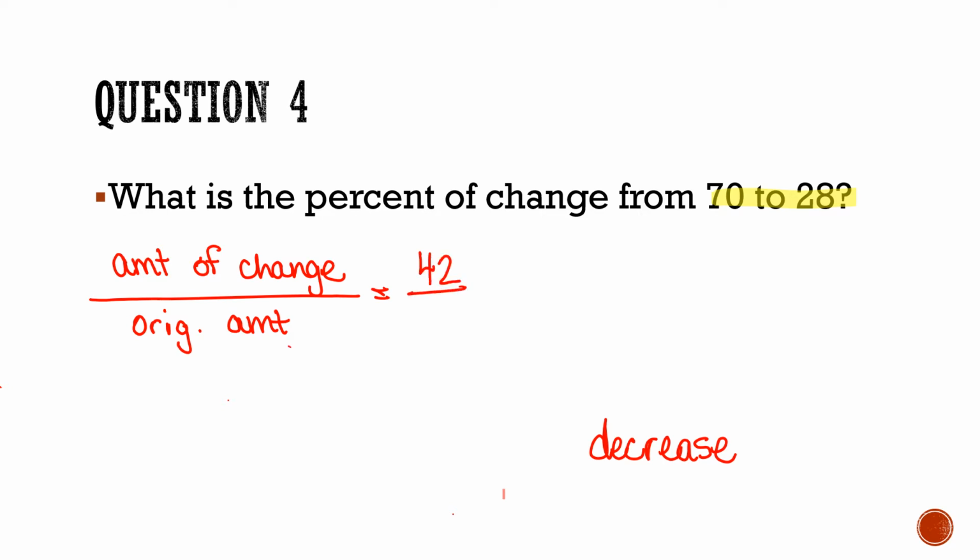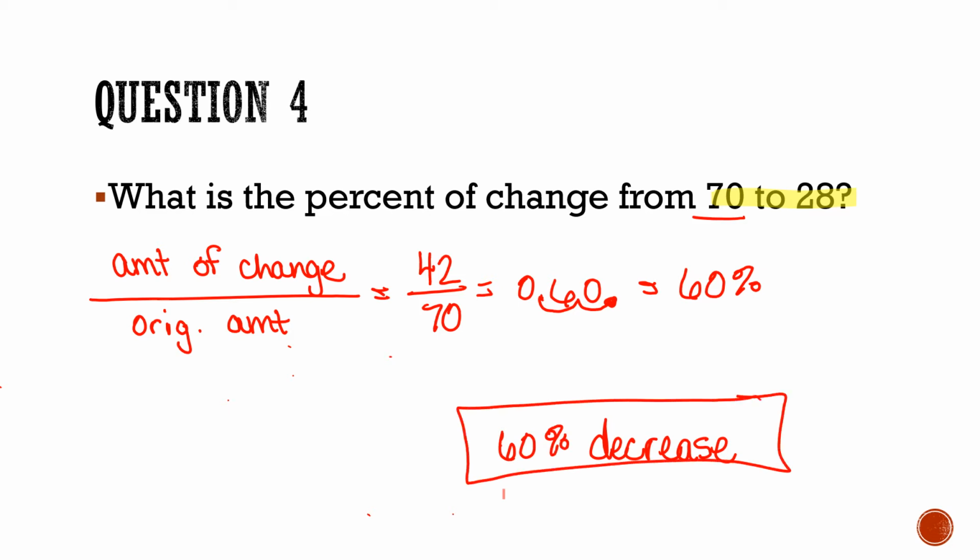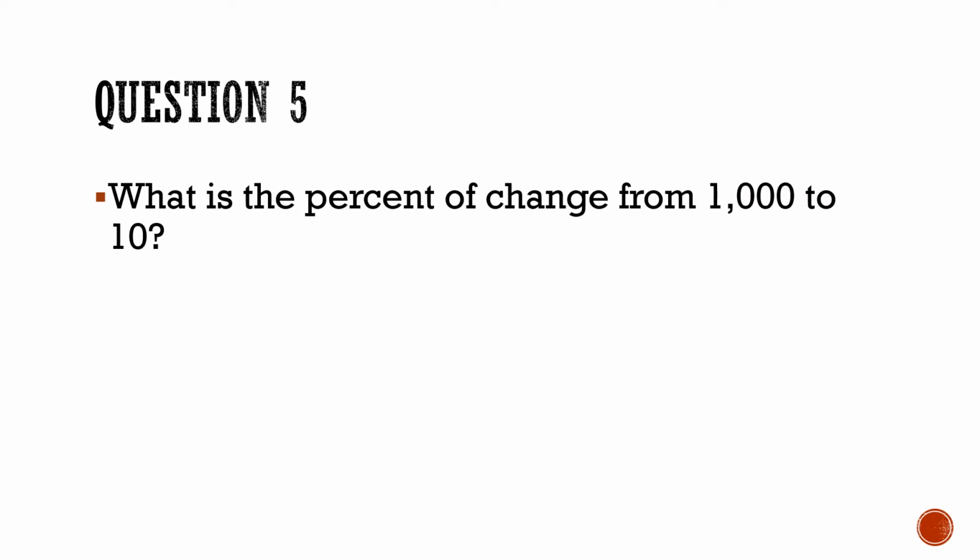And then we have 42 over what was the original amount, which that means the first one, which was 70. And 42 divided by 70 equals 0.6. And we're going to change that decimal to a percent by moving that decimal 2 places to the right, which is 60%. And we already wrote down here that it's a decrease. So that is a 60% decrease. Pause your video and try question 5.